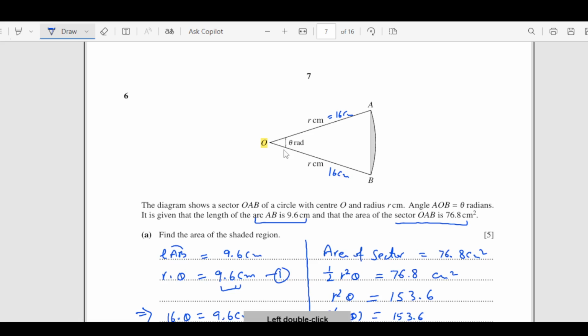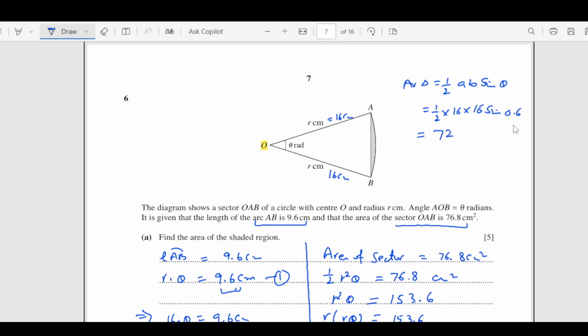Now to find out area of this triangle, area of triangle will be half AB sine theta, right? We will use the formula here, half, and A is 16, B is 16, sine theta we already got it. Theta is 0.6 radians. So when you calculate, you just substitute the values. This comes out to be 72.27 centimeters squared, right? So this is area of this triangle here.